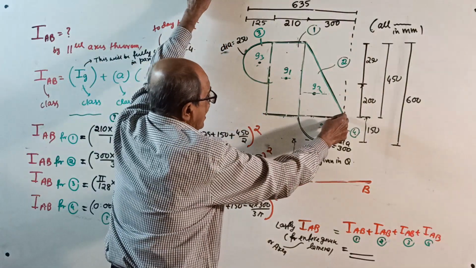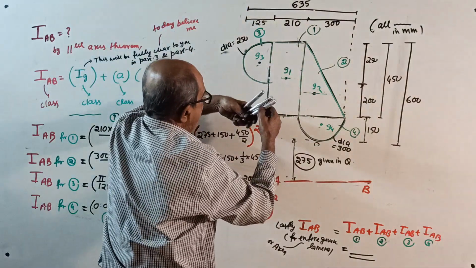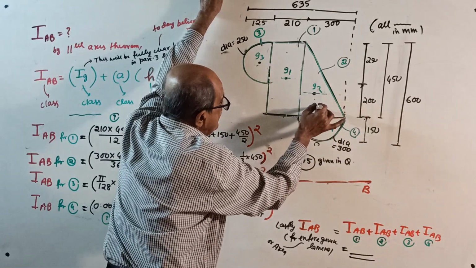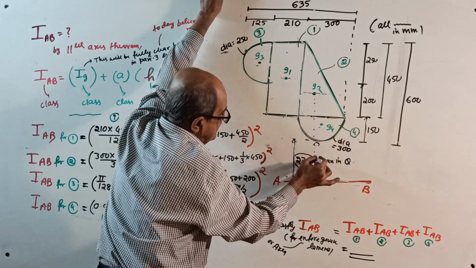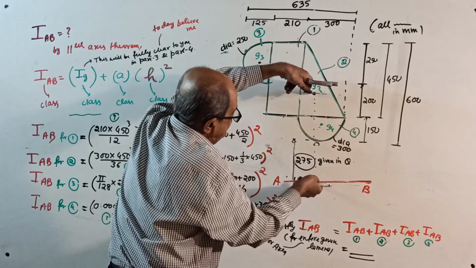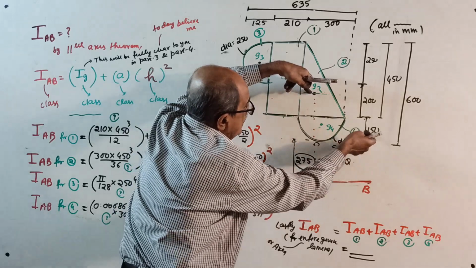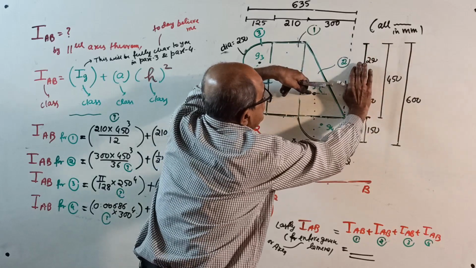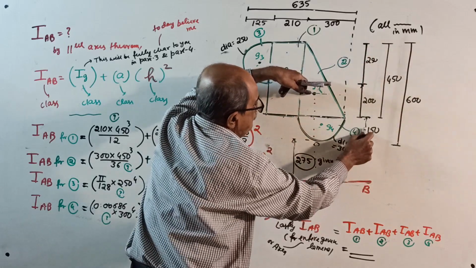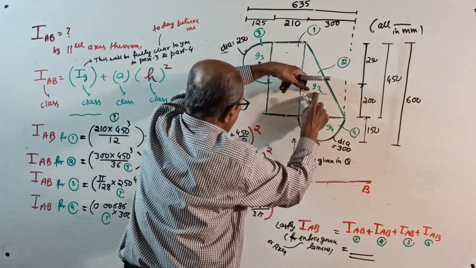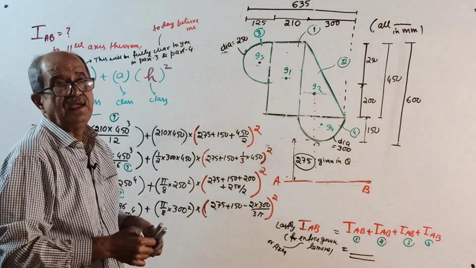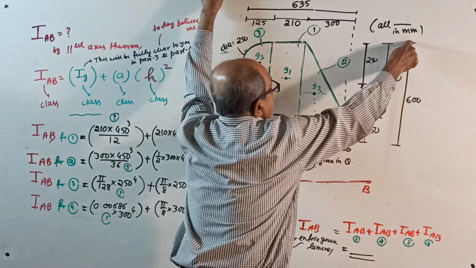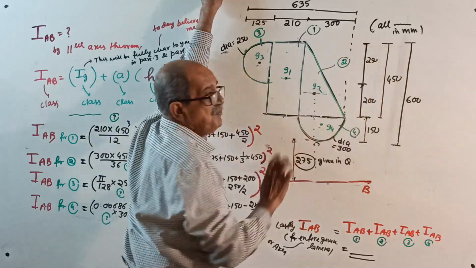Plus area, half into 300 into 450, area into the distance from the centroid of the component to the required axis. This distance square is 275 plus 150 plus 1 by 3 of 450, whole square. You write it, or you can do one thing: 275 plus 600 minus 2 by 3 of 450 will also do.